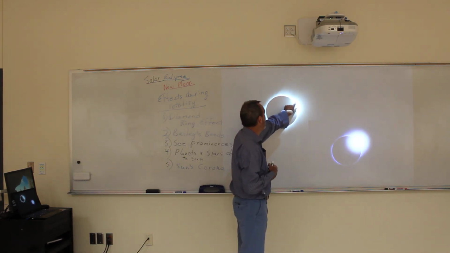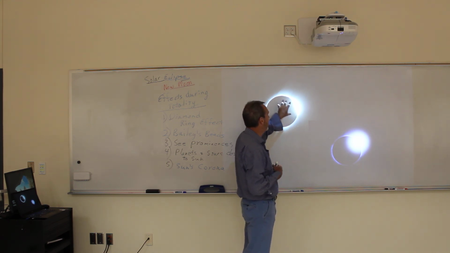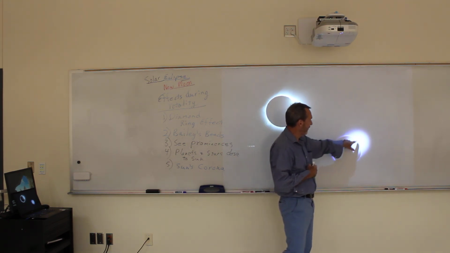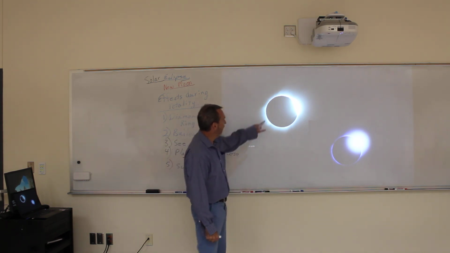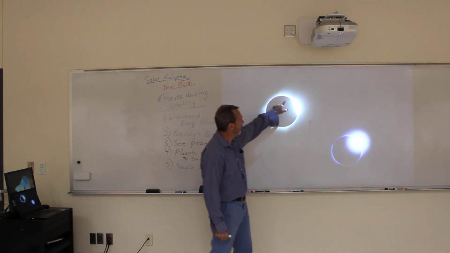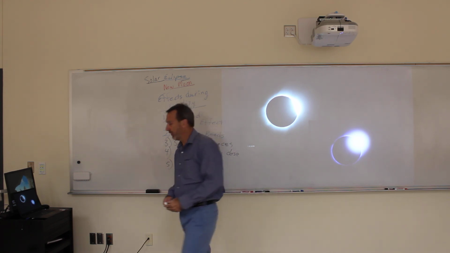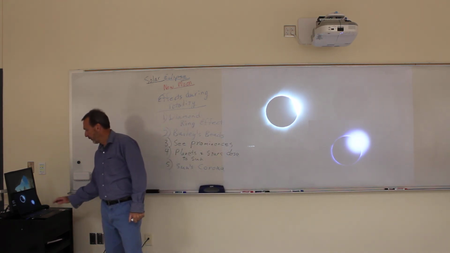You see that last bit of light, you can see around the edges there. It looks like a diamond ring. Here's another one. It shows the diamond ring effect around the edges of it. In this one you can also see a prominence here, and one up here. Around the edges, they usually show up as little red things.